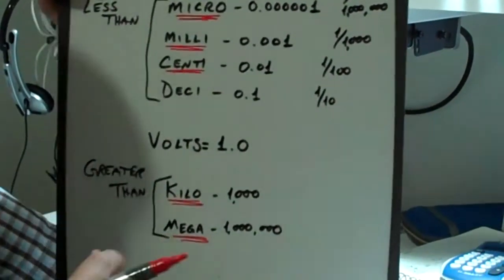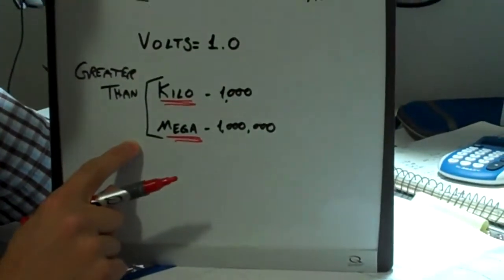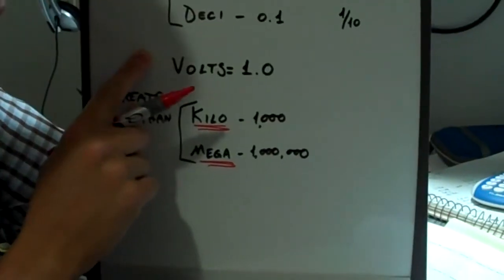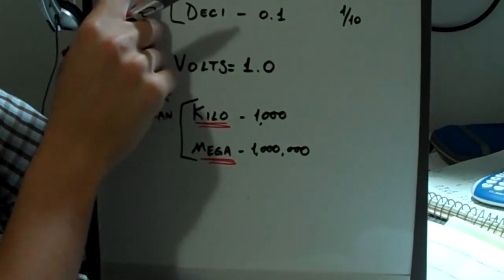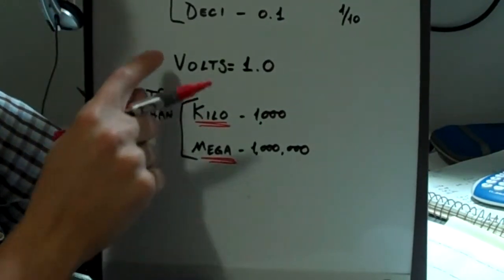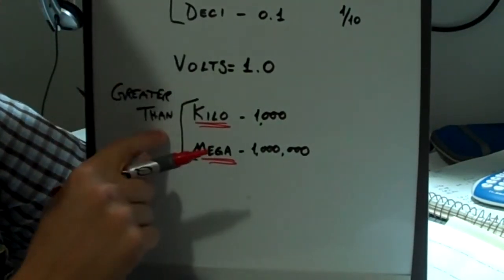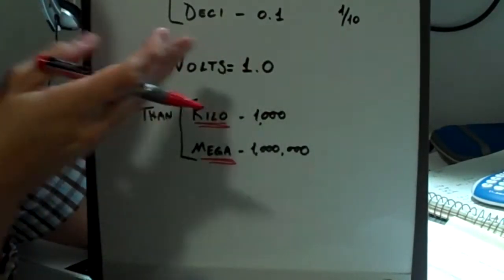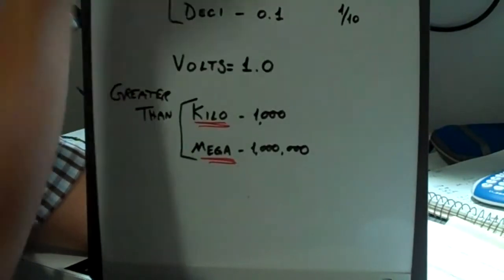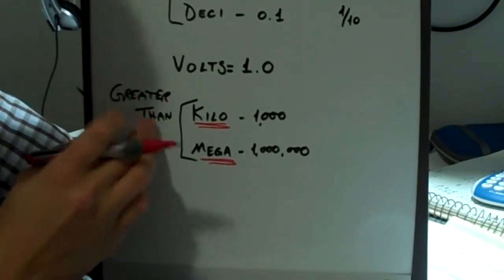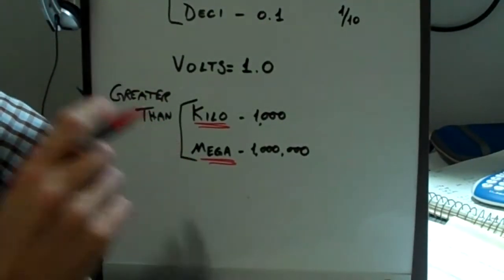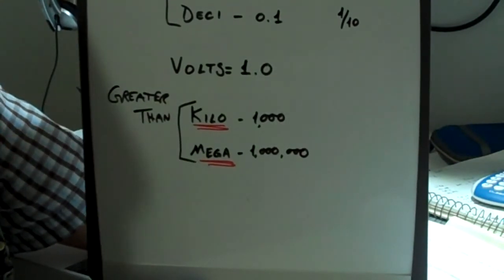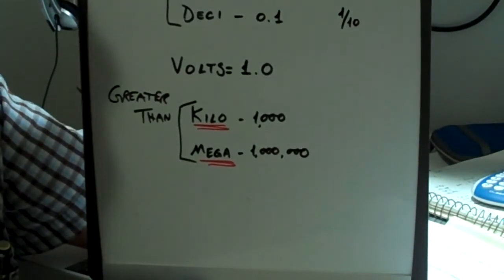Now, going the other direction, we're going to go to larger units of measurement. There are 1,000 millivolts in a volt. Well, there are 1,000 volts in a kilovolt. That makes sense? So this is your ground zero, if you will, and you're going to go smaller up here and you're going to go bigger up here. 1,000 volts in a kilovolt. So if you have 5 kilovolts, how many volts is that?